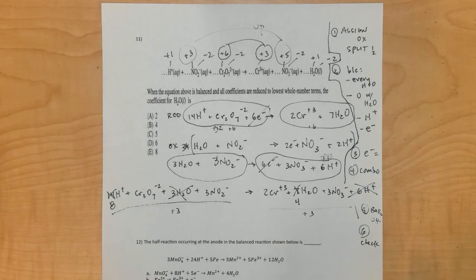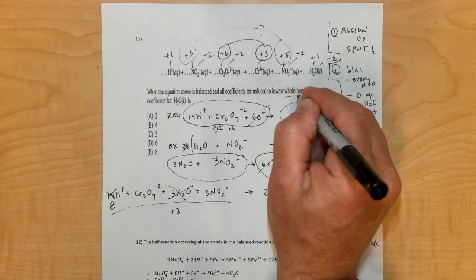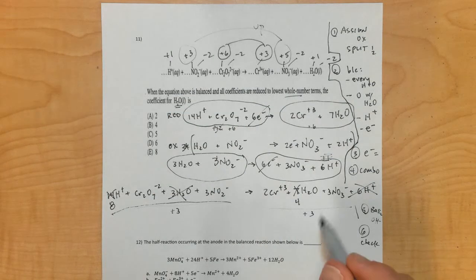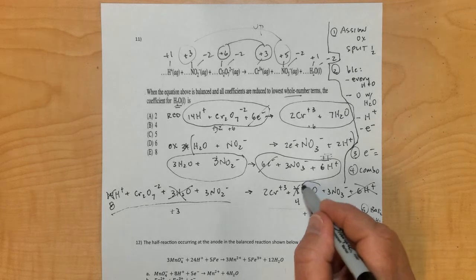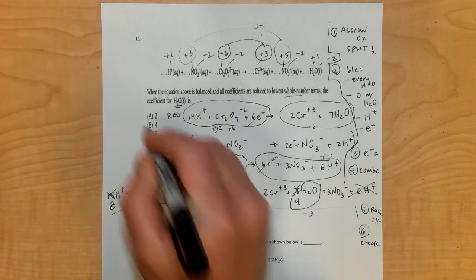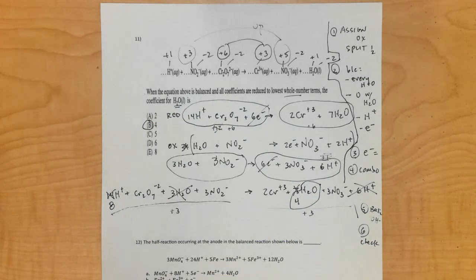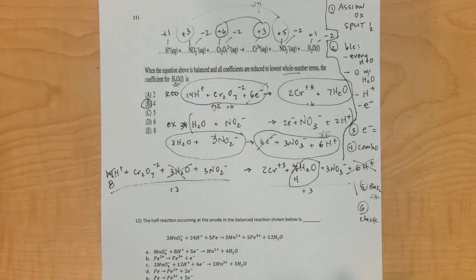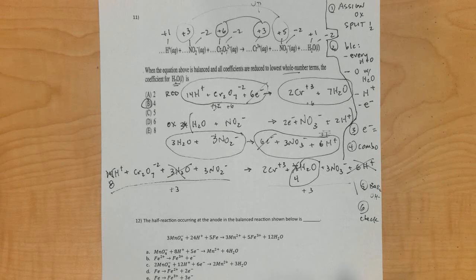So now I can actually answer the question, which says all coefficients are reduced to their lowest whole number terms, the number in front of H2O. It looks like the number in front of H2O right here is 4, which would be letter B right here. All that work to answer that one. Yup, that's the kind of problem you're going to get.